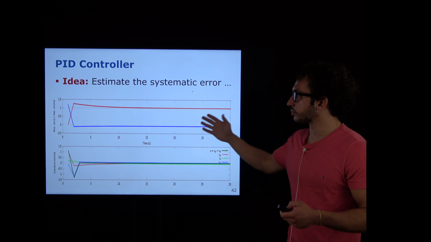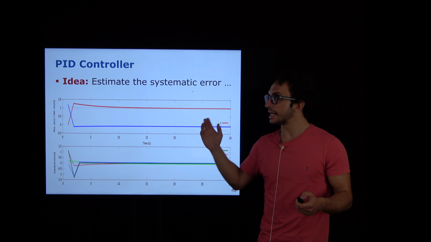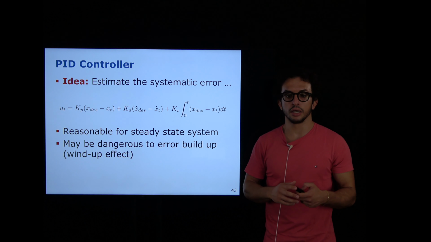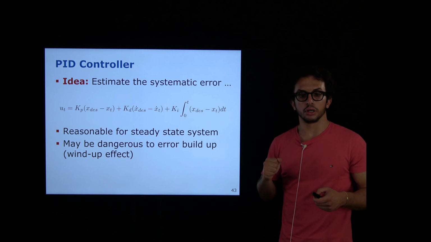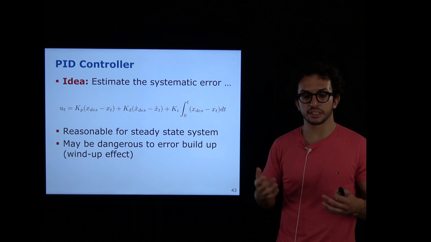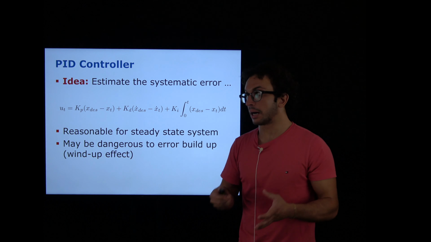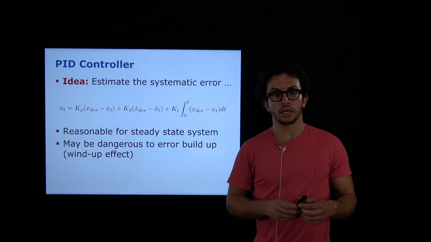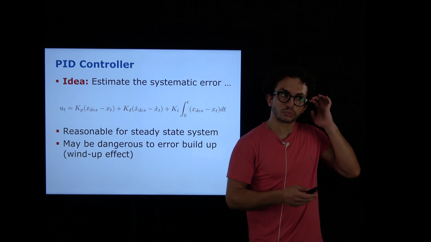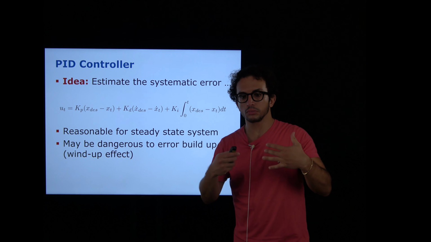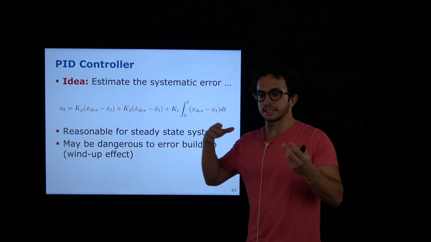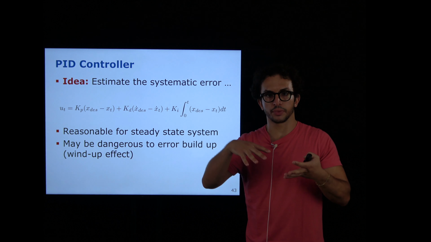And this estimation of the systematic error is useful for this kind of system in order to reach a steady state. But it can be dangerous because of the windup. What do I mean? Well, imagine you have a robot moving, and the robot at some point is just stuck in a hole.